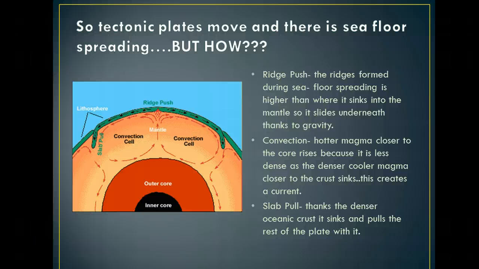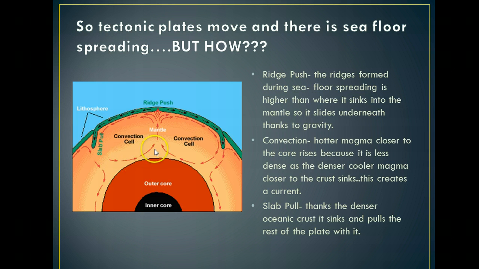And the magma up here at the top, closer to the surface, is cooler. So as it cools, it starts to get kind of thick and heavy and dense. So it's going to start to sink. Well, as this happens, you start to create these convection currents.